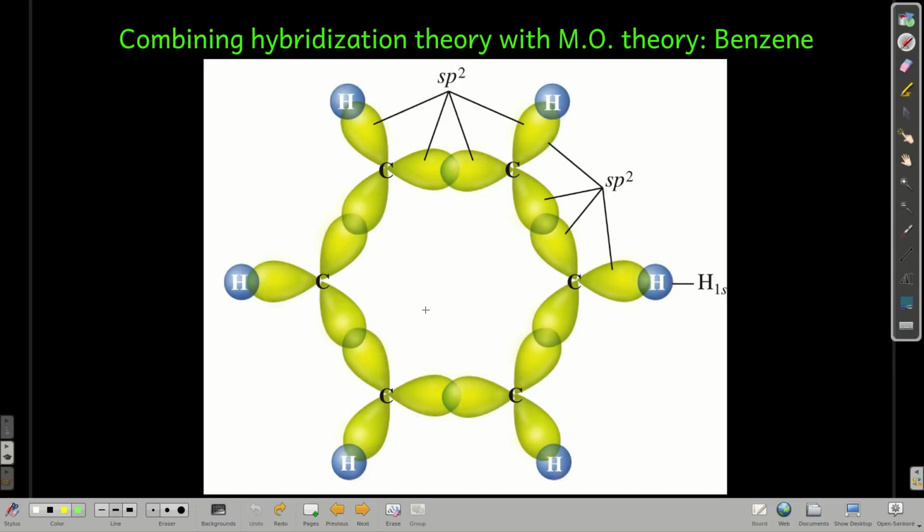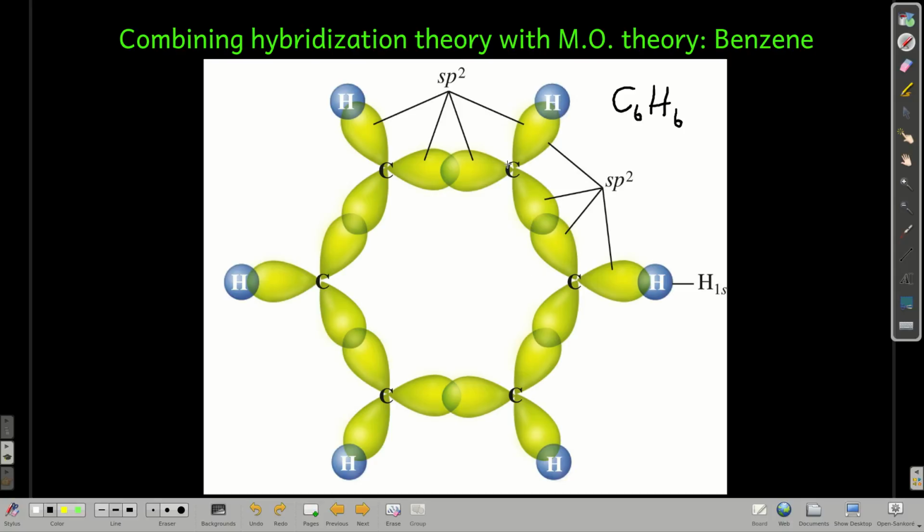Now, last thing we need to talk about here is something you won't really have to do, but it's good to understand what's happening with it. You can combine hybridization theory and molecular orbital theory, and we do this with benzene to explain its extraordinary stability. So if we look at benzene, benzene is C6H6. That's the formula. And it's a ring. The 6 carbons are in a ring, and each carbon has a hydrogen attached to it with a single sigma bond. And there are alternating single and double bonds.